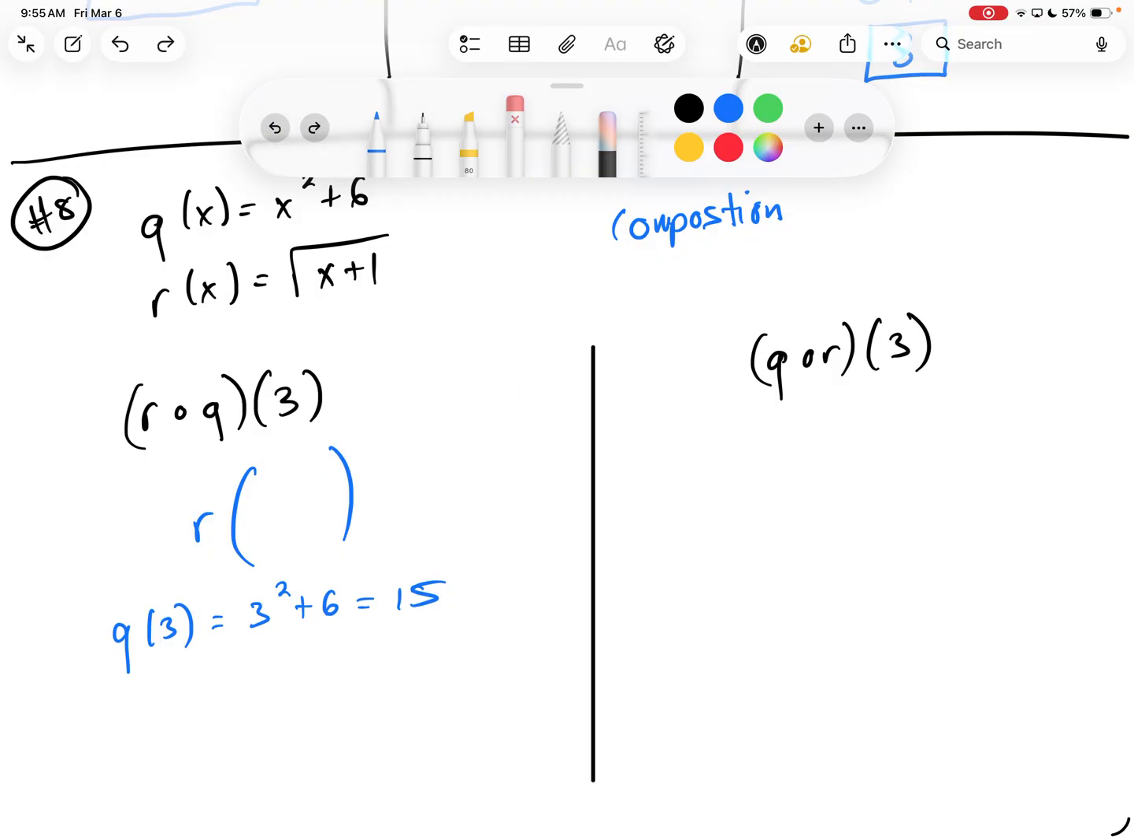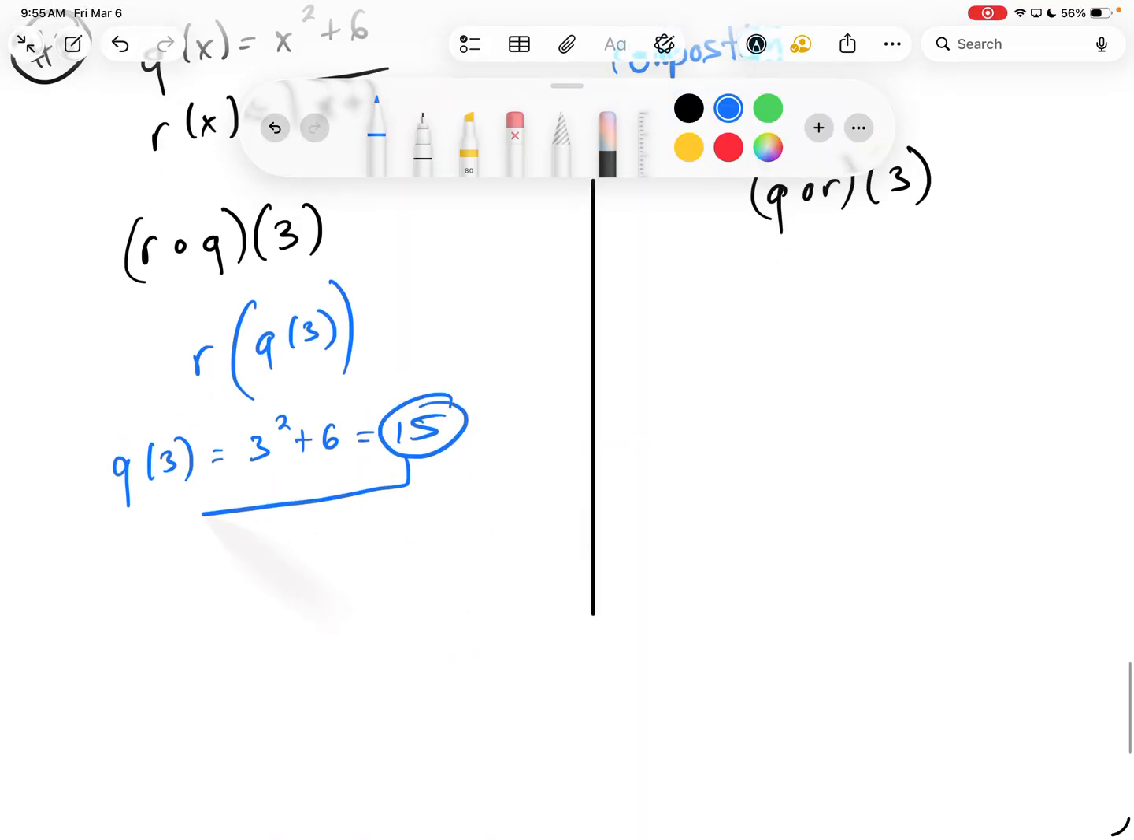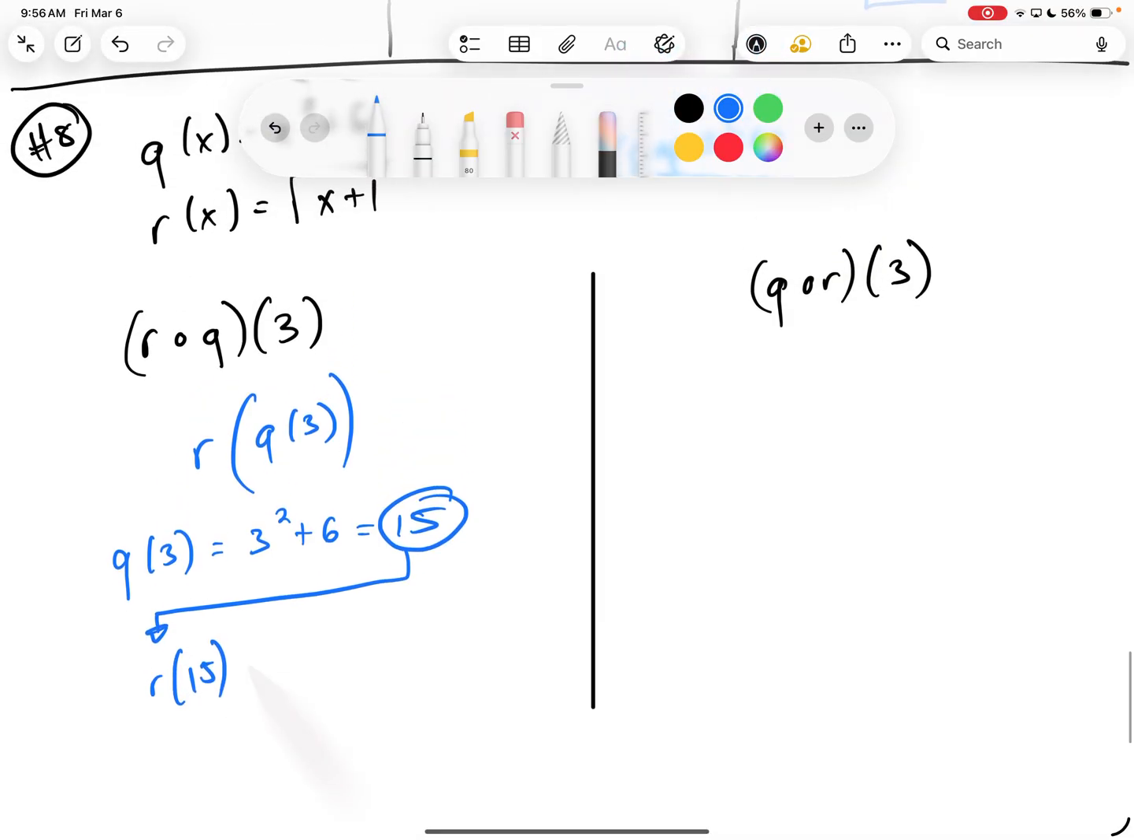Sorry, I lagged for a second. I know this Q of 3 is actually 15. So now I'm going to plug 15 into R. Whatever I get out for my Q of 3, I'm going to take that number and plug it into R. So R of 15 is the square root of 15 plus 1, which is the square root of 16. It is 4. And that is my answer.